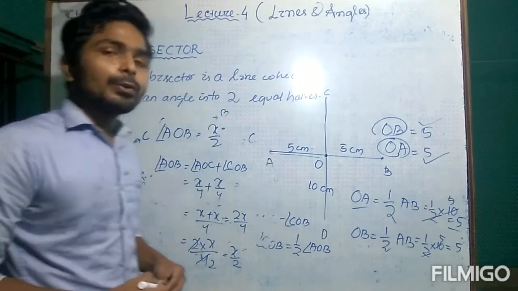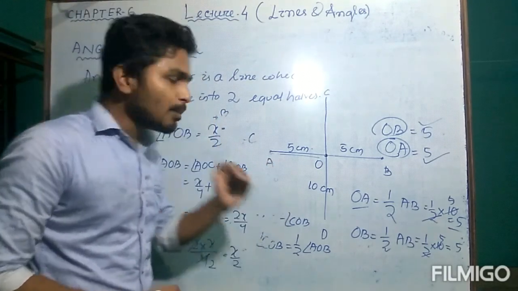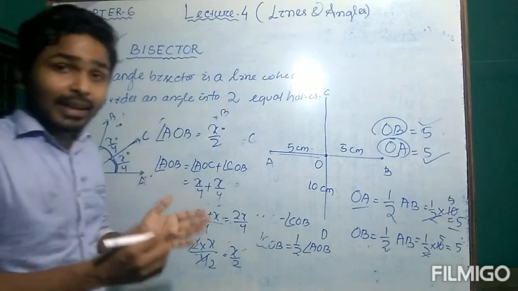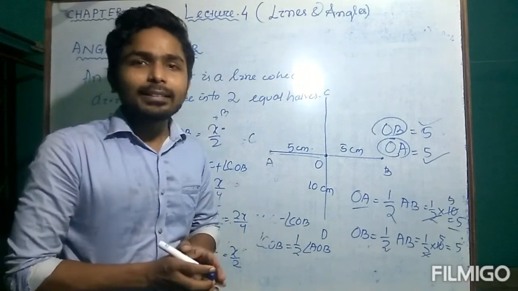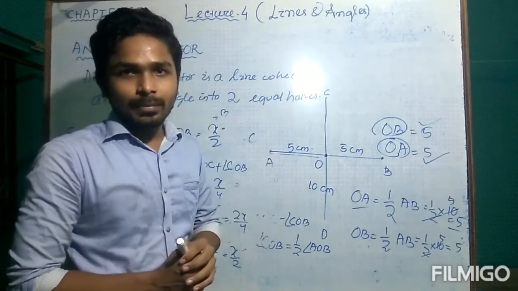So it means if you have any one half of the angle bisector, then you can find the total angle, and if you have the total angle, then also you can find the value of each half. Understood?